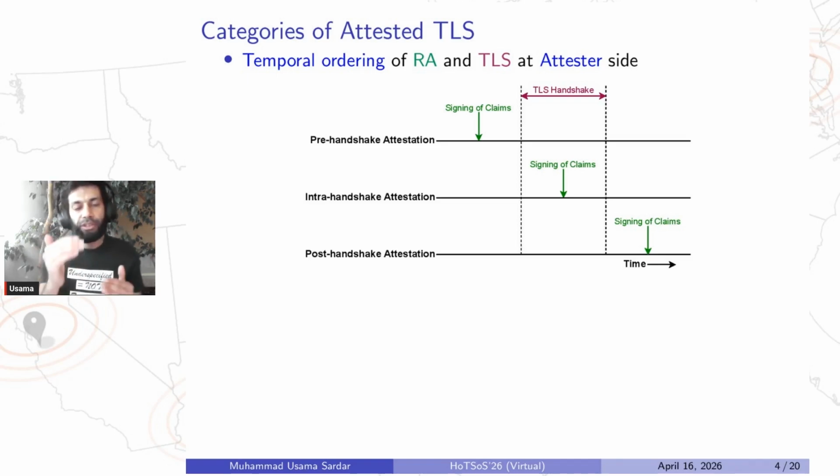If the signing happens before the client hello is sent, it's going to be pre-handshake. If it's in between, that's intra-handshake. And if it's afterwards, after the whole TLS protocol has finished, client finished has been sent and accepted, and the connection is established, and we do it at the application layer potentially, or some shim layer in between, that's the post-handshake case.